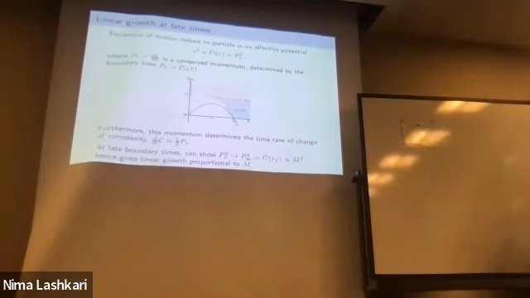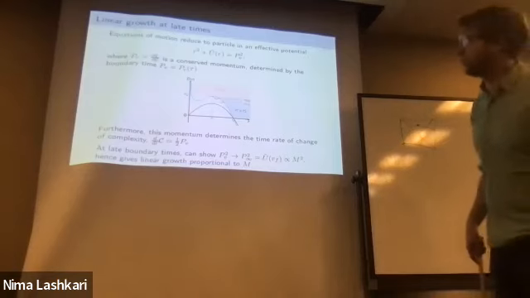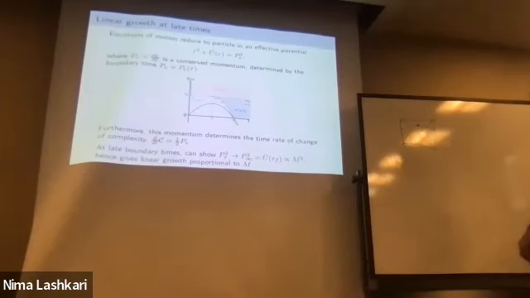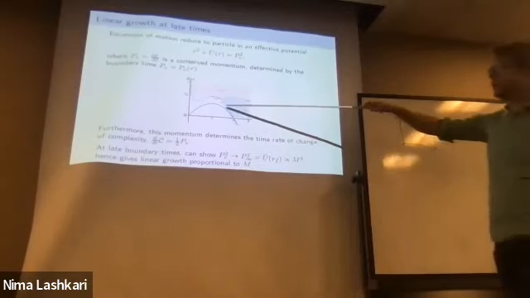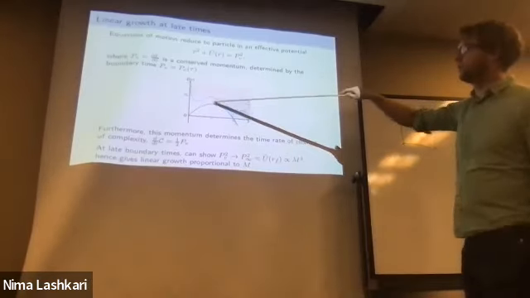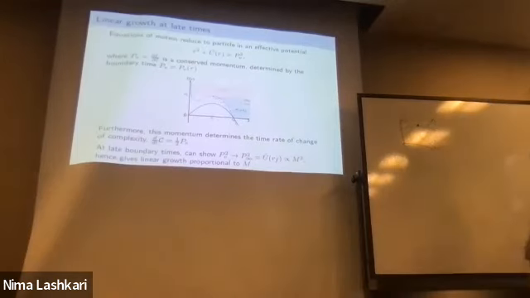Yeah, so I set it up in terms of a particular functional, but you can show pretty generically that you always have this behavior as long as there's some maximum like this in the effective potential. You're going to get this linear growth at late times.